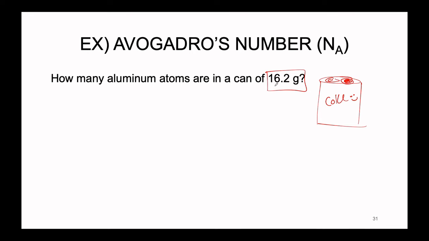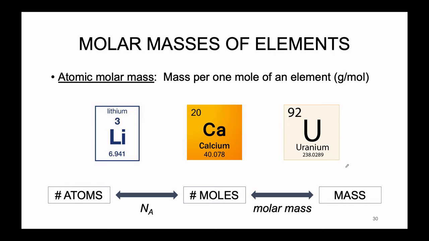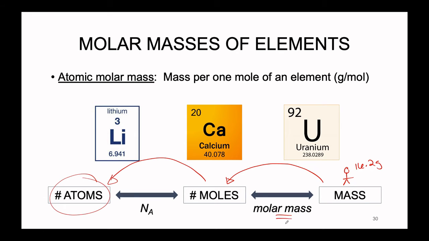We're gonna start with the fact that you have allegedly measured the can, and it has a mass of 16.2 grams. Well, we're gonna go back to our flow chart, and I'm gonna clean this slide up a little bit. So we are currently right here. We know that the mass is 16.2 grams. We want to figure out how many atoms there are in the can. In order to do so, we must first use the molar mass to calculate the number of moles, and then use Avogadro's number to calculate the number of atoms. So if we know the atomic molar mass of aluminum, we can figure this out.